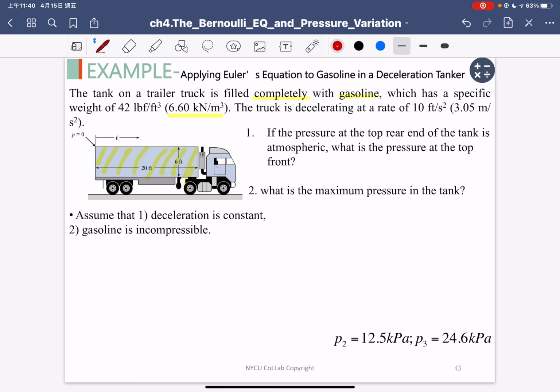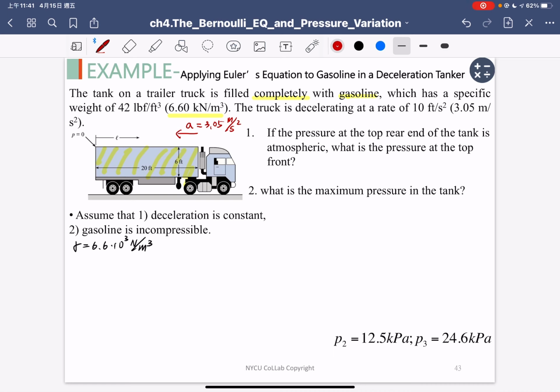Okay, so we know that the gamma for this question is 6.6 kilonewtons per meter cubed. It is the gasoline specific weight, and the truck is decelerating. Decelerating indicates the car moves forward, and we have the opposite acceleration. So the acceleration is to the back, and this acceleration is equal to 3.05 meters per second squared.